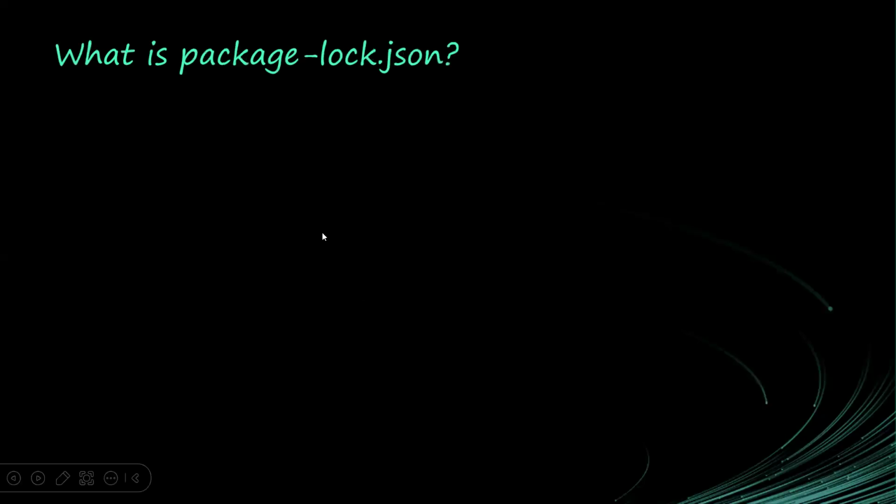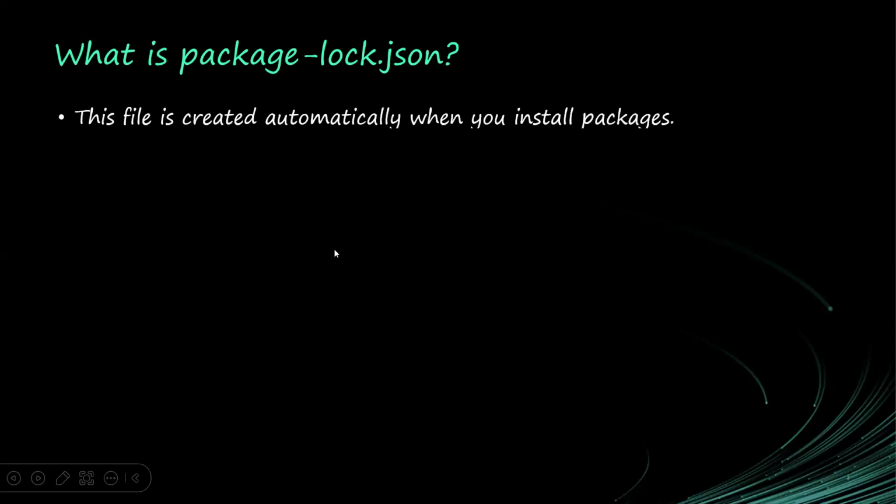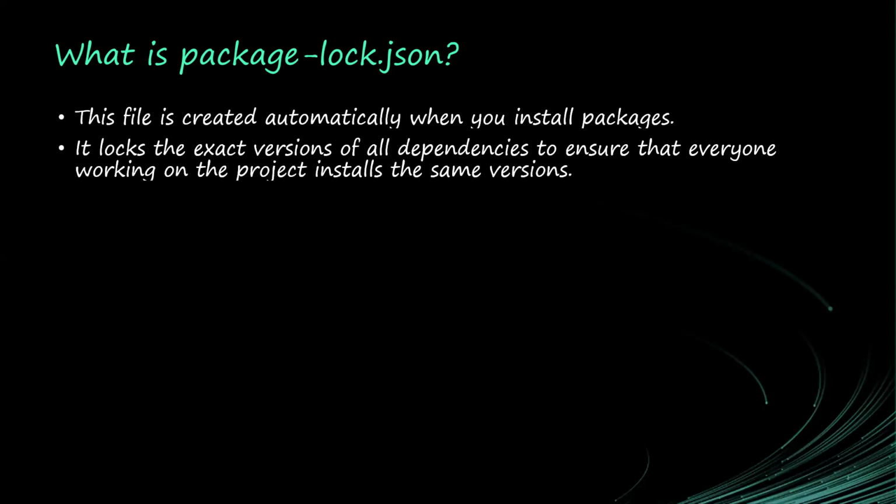We also have the package-lock.json. You also saw it in the folder. This file is created automatically when you install packages. Why is it created? The package-lock.json locks the exact versions of all the dependencies to ensure that everyone working on the project installs the same version. Now look at it. We have just created a package, and these are the versions of all the dependencies that we have used.